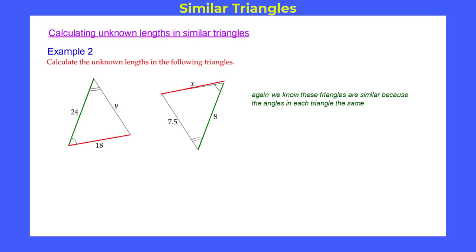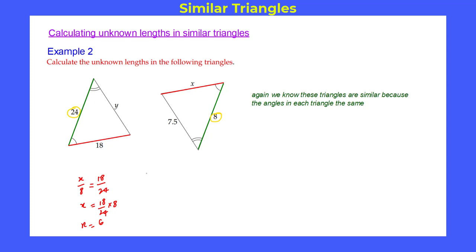Now we want to find x. So we need to identify which are the corresponding sides that we know. Well, it's the green ones. So I'm going to do x divided by 8 is going to equal 18 divided by 24. So, same as before, we're going to multiply both sides by 8, and we're going to work out our answer, get an answer of 6.